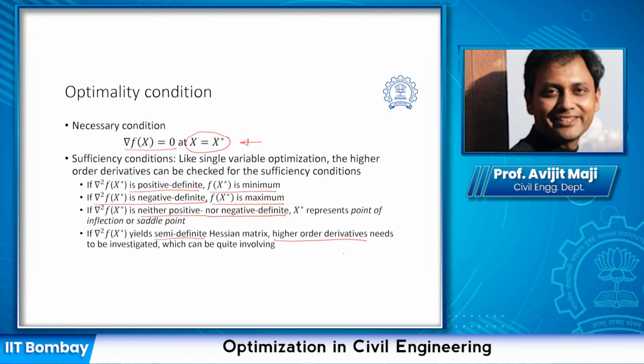In the optimality condition, we said there is a situation when the Hessian matrix is neither positive nor negative definite. In that case, we know that we have reached a point of inflection or a saddle point. So let's look into what this saddle point is.